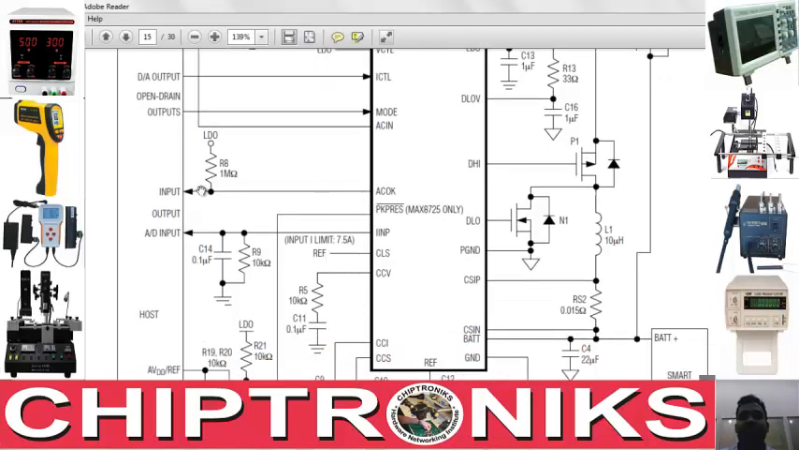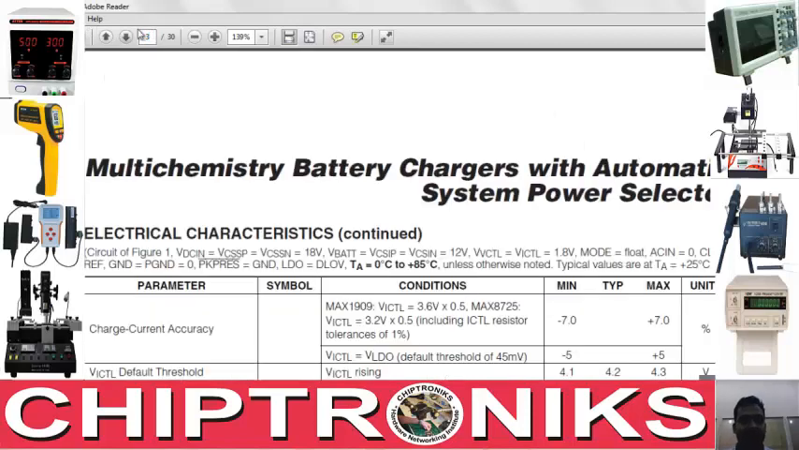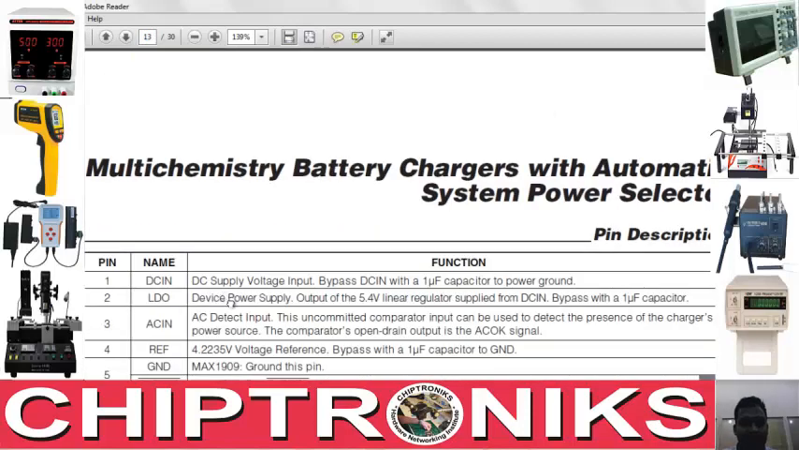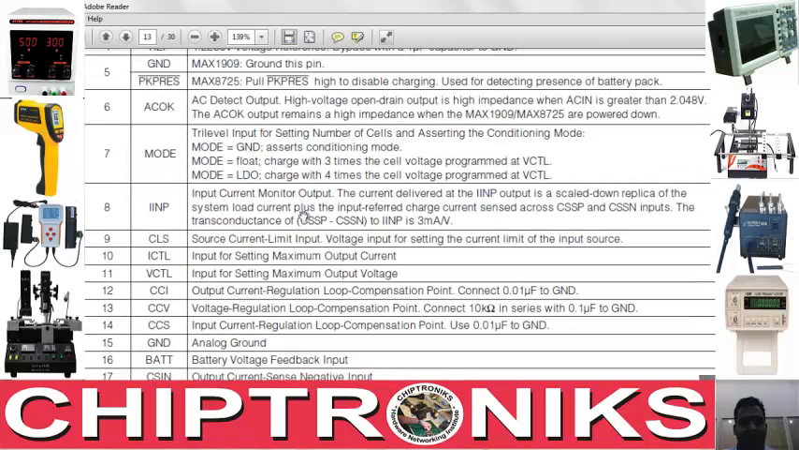Okay, and ACOK is another output of the charger IC and an input to IO. So ACOK and IINP. ACOK is a digital output and IINP is an analog output. ACOK detects the presence of the AC adapter, while IINP gives you the value of input current sensed to the IO controller. Okay, we'll go back to page number 13. So IINP, we have understood what IINP is.